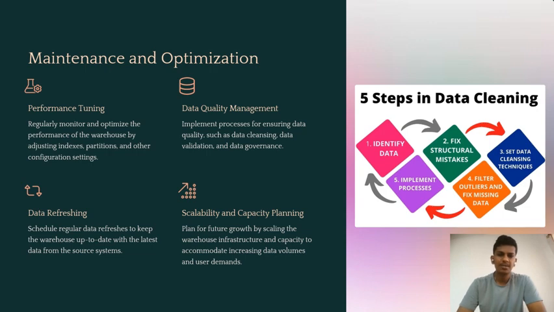Maintenance and optimization. Performance tuning: regularly monitor and optimize the performance of the warehouse by adjusting indexes, partitions, and other configuration settings. Data quality management: implement processes for ensuring data quality, such as data cleaning, data validation, and data governance. Data refreshing: schedule regular data refreshes to keep the warehouse up to date with the latest data from the source systems.